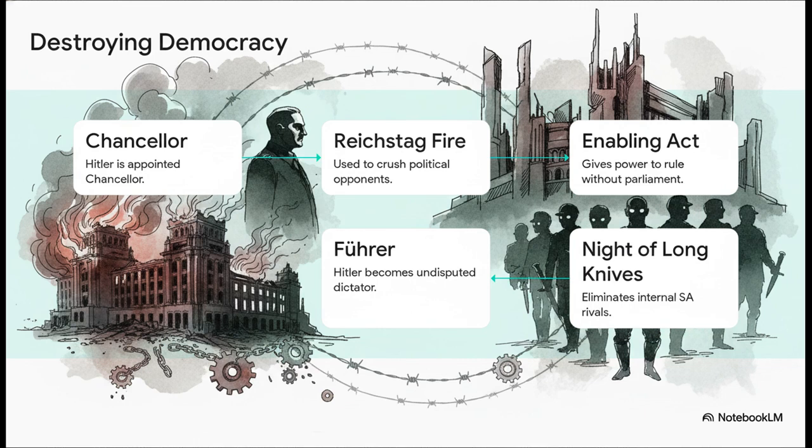And here's the crucial bit. Once Hitler is in the door, he doesn't hang around. He moves with absolute lightning speed to tear down democracy. Step 1, he's appointed chancellor. Step 2, the Reichstag fire happens, which he uses as the perfect excuse to crush his political opponents. Step 3, he passes the Enabling Act, which basically lets him make laws without the parliament. Game over for democracy. Step 4, the Night of the Long Knives, where he gets rid of any rivals inside his own party. And by Step 5, he's combined the roles of chancellor and president to become the Führer. In about 18 months, democracy is completely dead, and Hitler is the undisputed dictator of Germany.